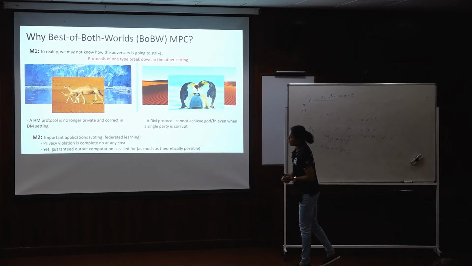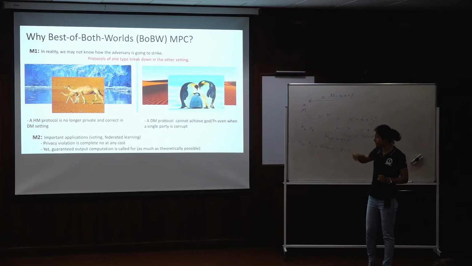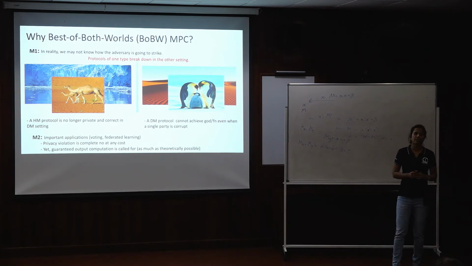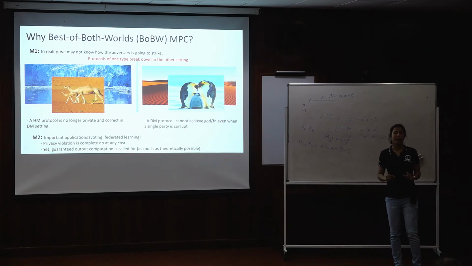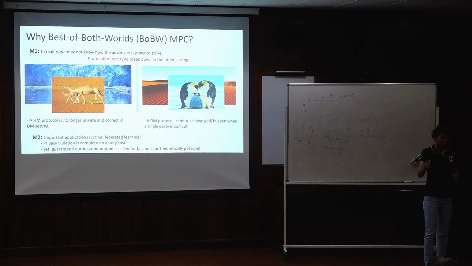In the real world, we have a lot of applications of MPC, as I have mentioned. I'll just pick two: voting and federated learning. These are very hot applications today, and in these applications privacy violation is a complete no. That means that most likely you are going to pick a dishonest majority protocol. But then dishonest majority protocols cannot give you stronger security notions like fairness and guaranteed output delivery.